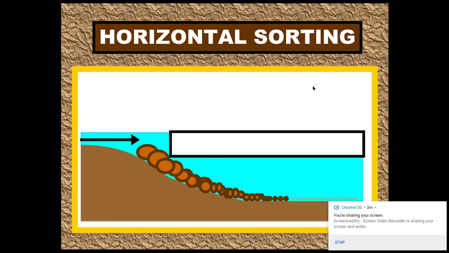All right. Now here is what we call horizontal sorting. So the particles are being carried by the stream. The stream hits steady, non-moving water, so the stream is going to slow down. The larger particles will fall first, and as the water slows down more and more, you're going to have smaller and smaller particles being deposited. And this is actually how that delta forms.